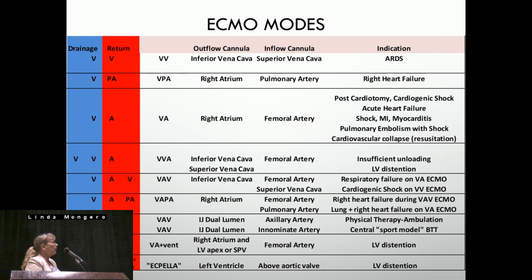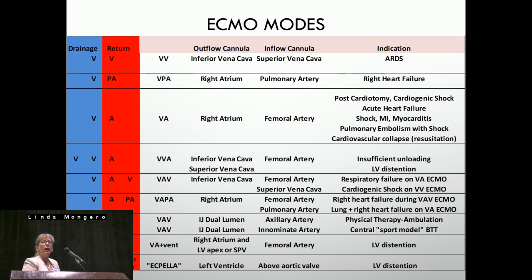Then other categories of VAV ECMO would be a dual lumen cannula with axillary artery. It's used for physical therapy and ambulation of your patient so that the cannulas aren't coming from the groin and the patient has to walk. Or a dual lumen cannula and then back to the innominate artery. It's a sport model. It would be for a bridge to transplant. Usually when you cannulate the axillary artery, you would want to use a graft in that approach so as not to injure the axillary artery.